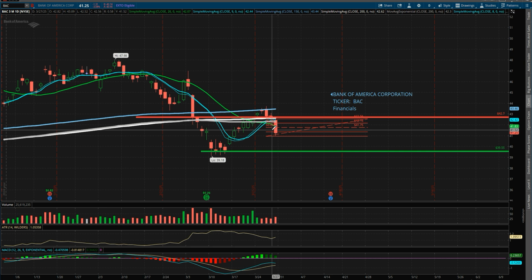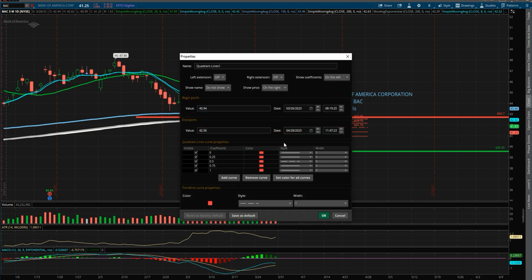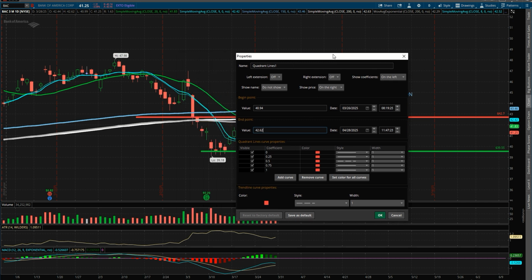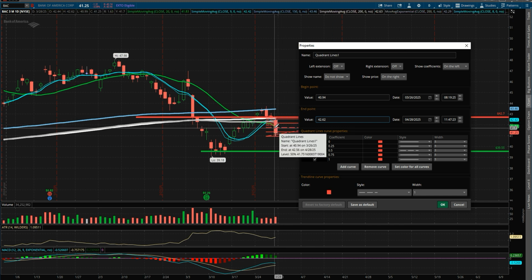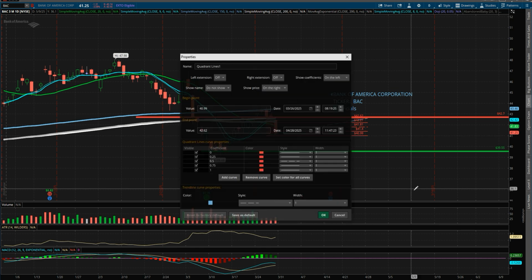So we've got our quadrant lines here. When we look at this bar, the high of this bar was 42.62. So we're going to open up our quadrant lines. 42.62 was the high, and the low was 40.99. I like to make it blue because blue's my favorite color. Oh, boo-hoo blue. Let's try that again.